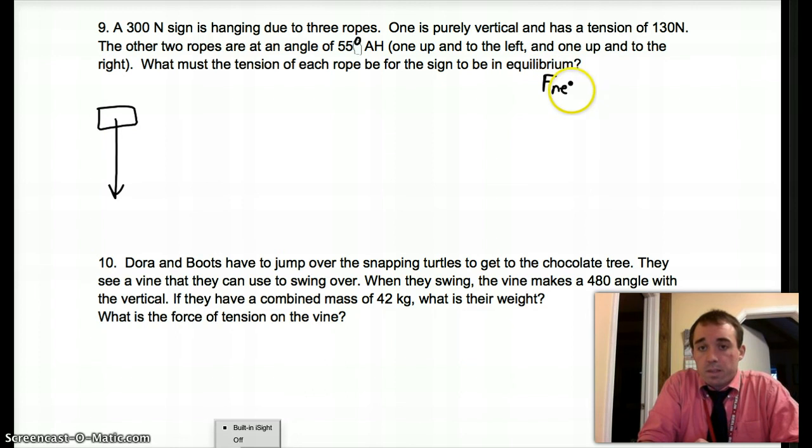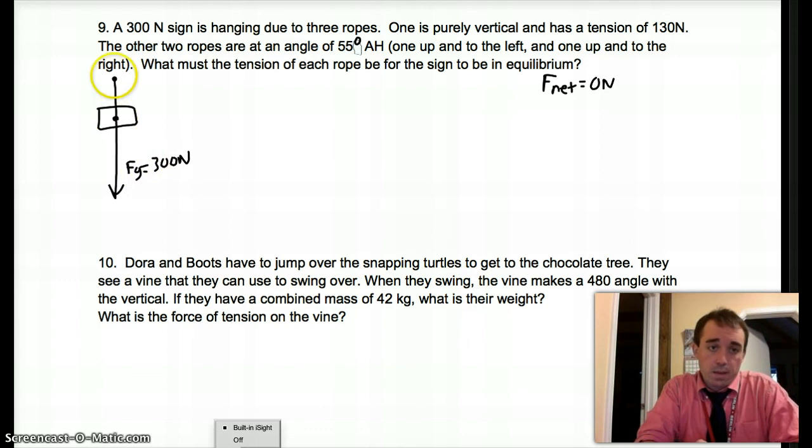Equilibrium, remember, means that F net equals 0. All the forces cancel. So we have Fg equals 300 newtons. We have one rope which has its own tension force of 130 newtons. We have 2 other ropes, one at 55 degrees this way, one at 55 degrees that way.